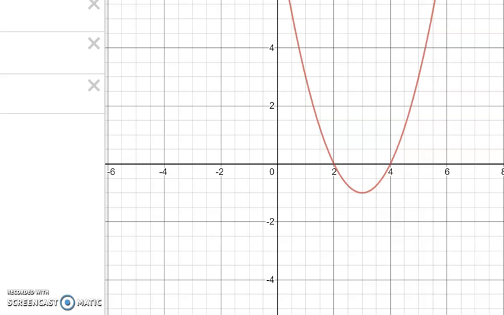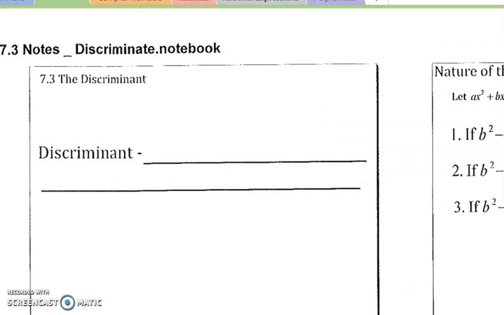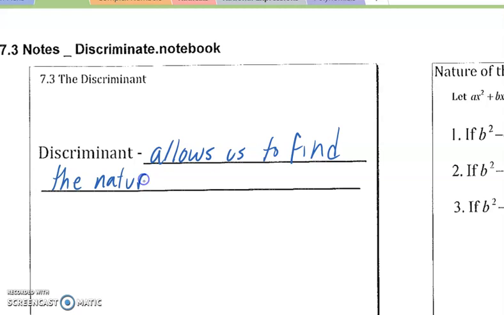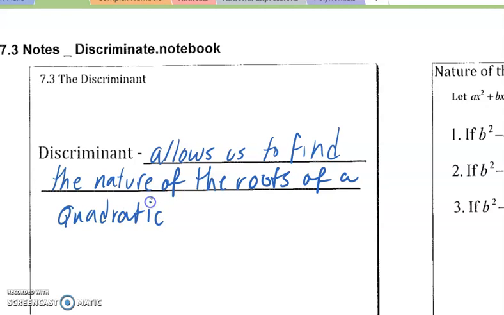So when I go back to my notes, the discriminant allows us to find the nature of the roots of a quadratic. Okay. Things you should know. You now know what the word roots means. It means the answers or where it crosses the x-axis.